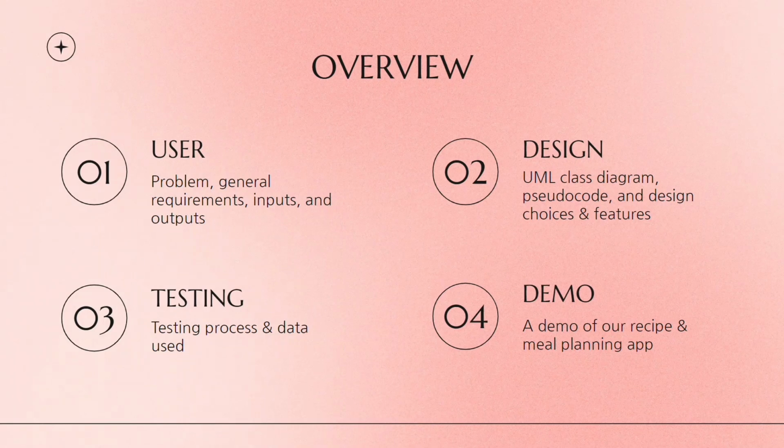For user, we'll be talking about problem, general requirements, inputs and outputs. For design, we'll be discussing our UML class diagram, pseudocode, and design choices and features. For testing, we'll be talking a little bit about our testing process and the data used. And then for demo, we're just going to give a demo of our recipe and meal planning app.